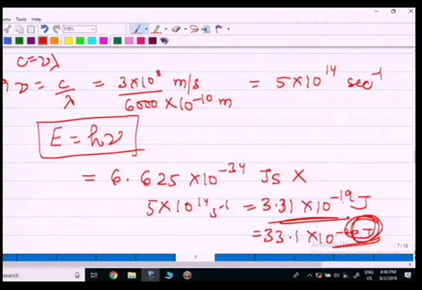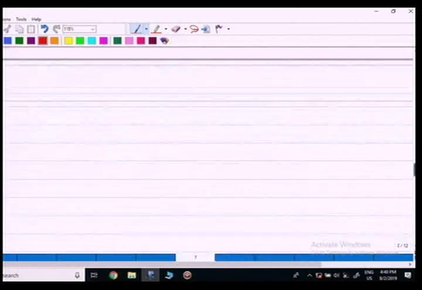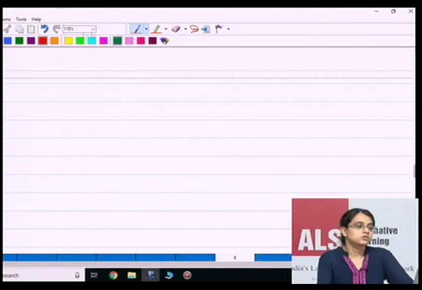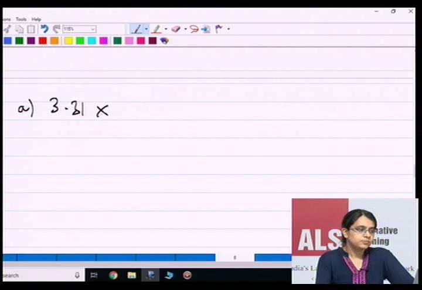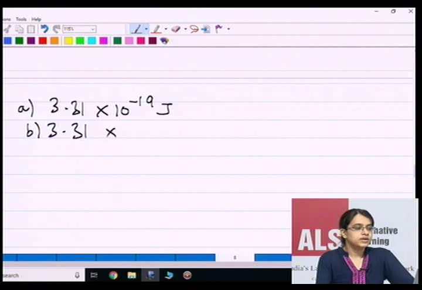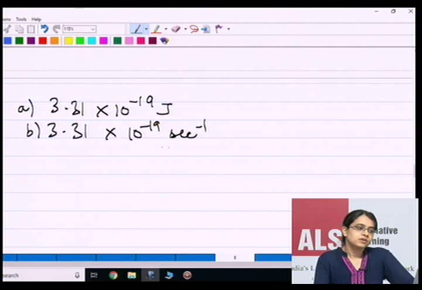But most of the time what happens is that the examiner, just to confuse you, can give you the same answer with different units also. For instance, for this I could have given you options like 3.31 into 10 to the power minus 19 joules, which is the correct answer, or 3.31 into 10 to the power minus 19 second inverse. Similarly, I could have given you hertz or any different unit.